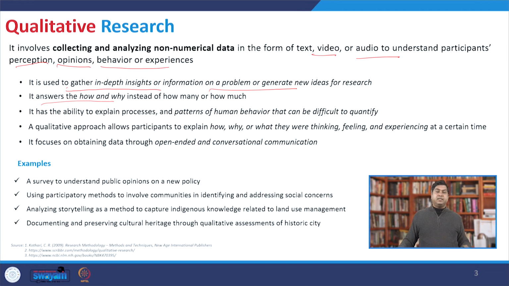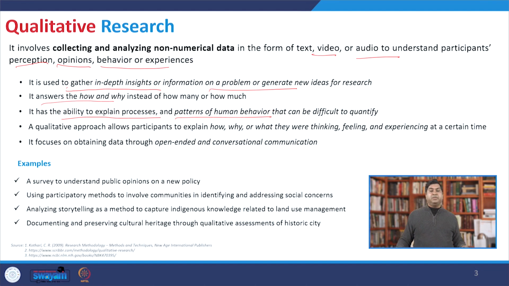In this case, definitely we are not quantifying, but at the same time we try to understand through qualitative research how it is happening and why it is happening. It has the ability to explain the processes and patterns of human behavior. Sometimes it is very difficult to quantify.